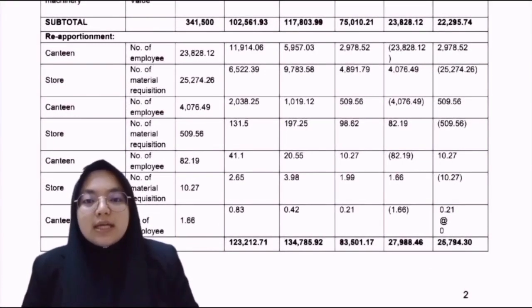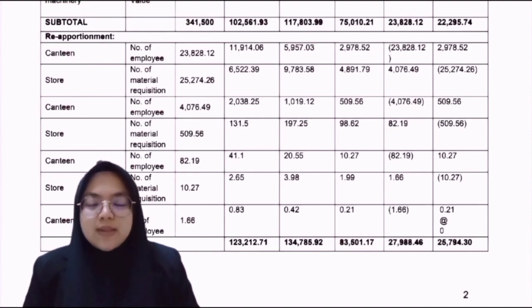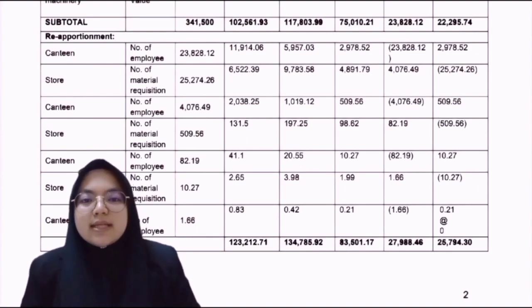Next, we go to the reapportionment. For this calculation, we count service cost centers only, which are canteen and store. First of all, we have to list every basis for canteen and store. After that, we start by taking the canteen subtotal from the apportionment calculation earlier. We need to take the basis value. For example, the basis for the canteen is number of employees. So, in the question table, we need to take the basis value for all available departments.